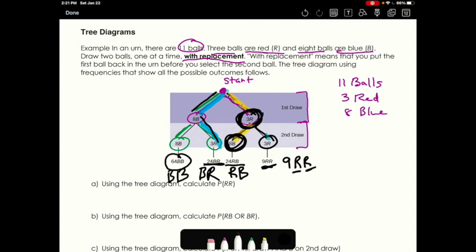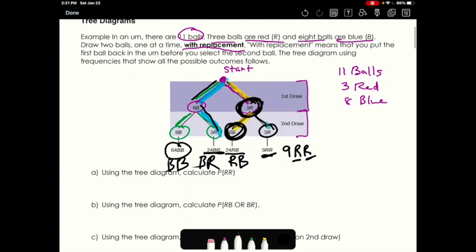That's why the B comes first on that one. And then this one is that you get a blue and then another blue, so that's why it's labeled BB. So whatever is on the left when you read it, going left to right, that's what happens first.